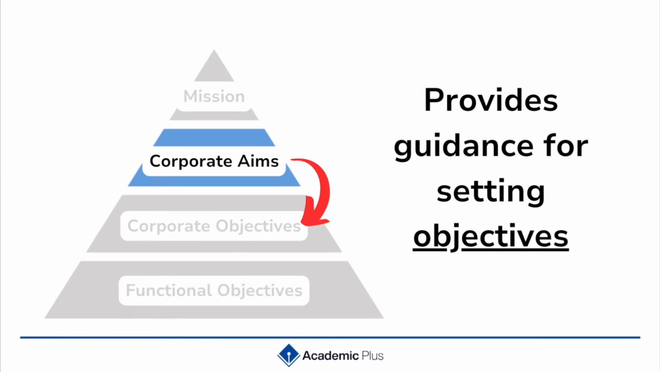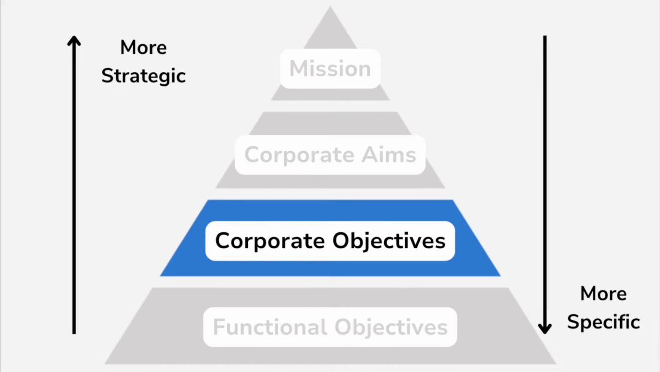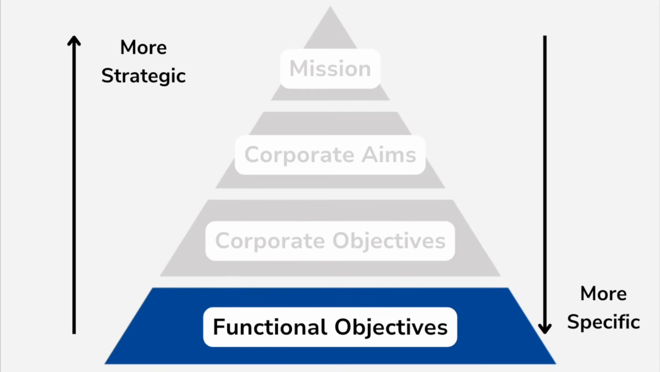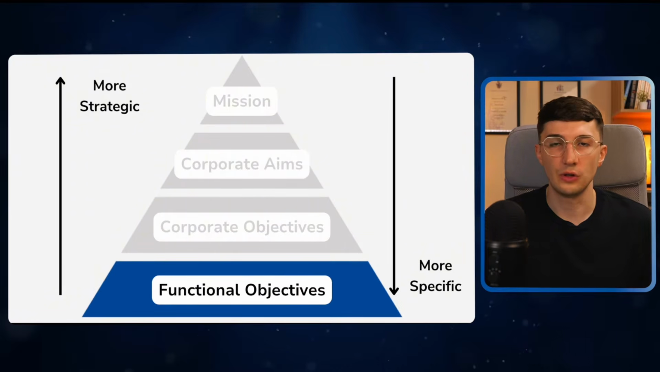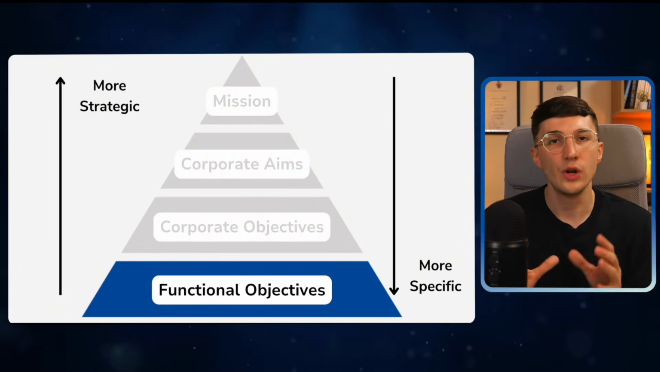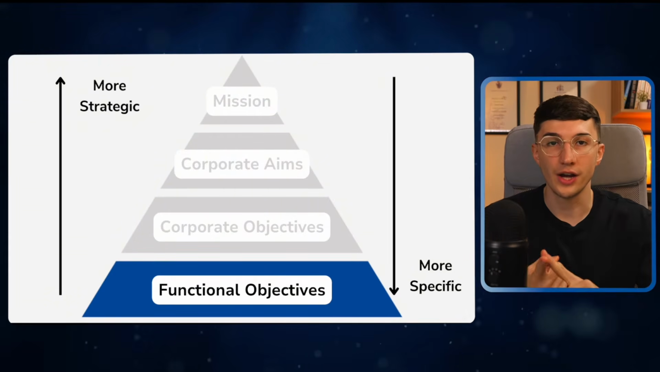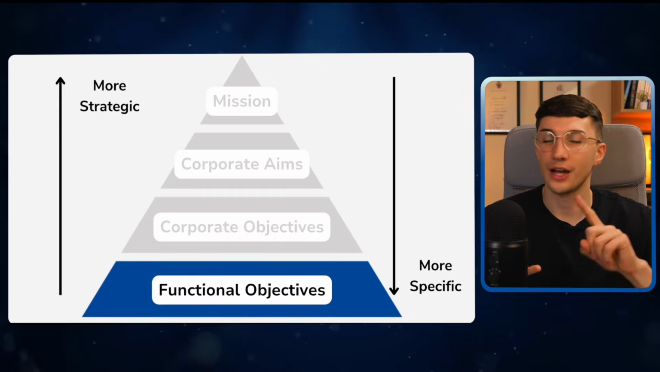So this will then start to help us set our corporate objectives. And your corporate objectives, these are now more specific and measurable goals set by a business to guide its operations and strategic direction. So this could be around how we look at increasing market share. And then finally, we could look at our functional objectives, which are more specific goals for those business functions and departments. Now, when we look at our business functions, think of finance, HR, marketing, and operations.